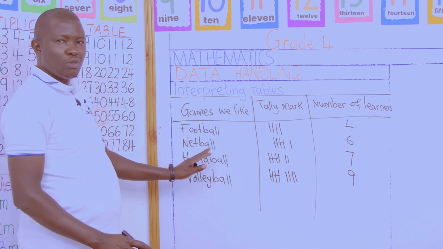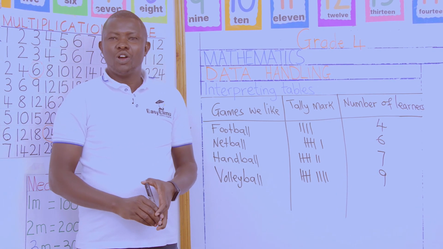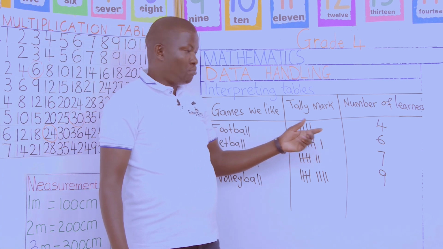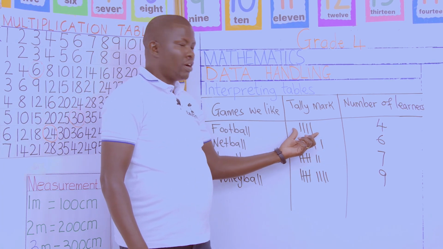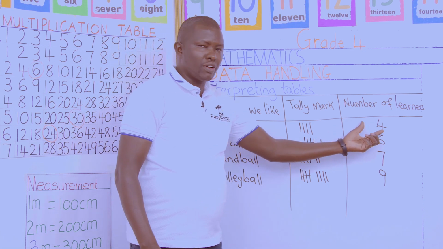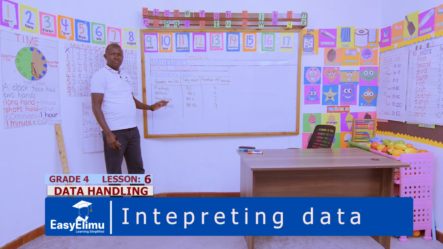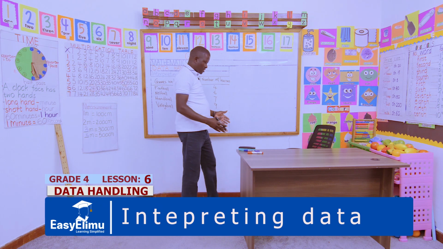Now, this table, we have called it a frequency table. Why do we call it a frequency table? The rows bear both the tally mark and the frequency. Remember, this is a frequency column, this is a tally column. So each row has both the tally mark and the frequency, so we call it a frequency table.